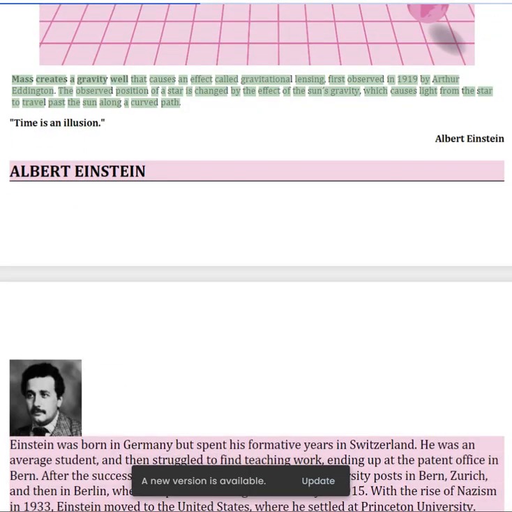Mass creates a gravity well that causes an effect called gravitational lensing, first observed in 1919 by Arthur Eddington. The observed position of a star is changed by the effect of the Sun's gravity, which causes light from the star to travel past the Sun along a curved path.